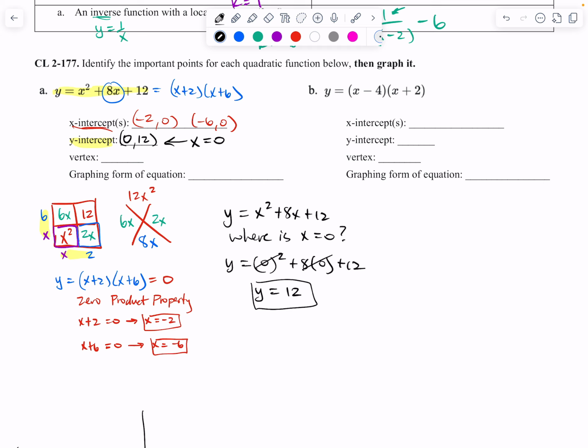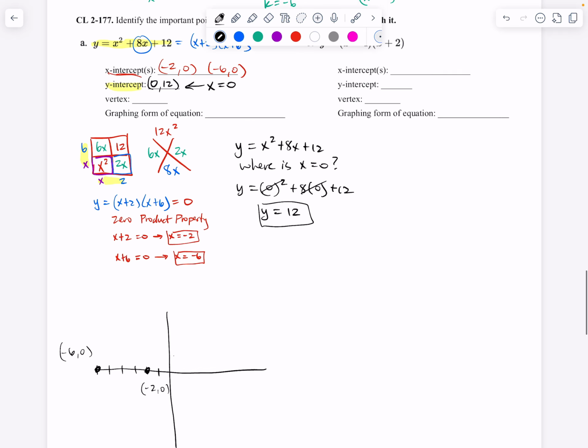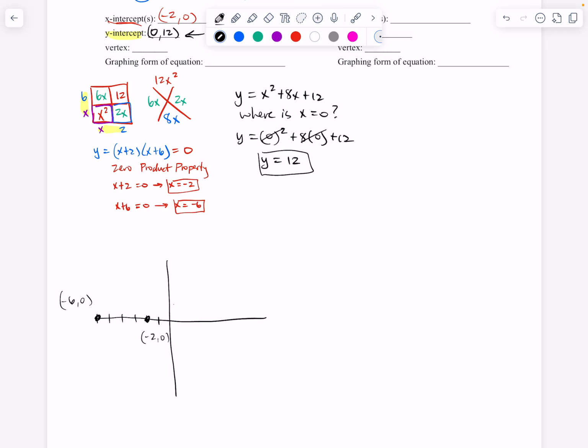Okay, so to get your x-intercepts, you plug in 0 for y. To get your y-intercepts, you plug in 0 for x. Okay, my parabola is forming nicely here. So now I'm going to go up 12. 1, 2, 3, 4, 5, 6, 7, 8, 9, 10, 11, 12. So way up here. And I'm going to put a dot at 0, 12. That's my y-intercept.